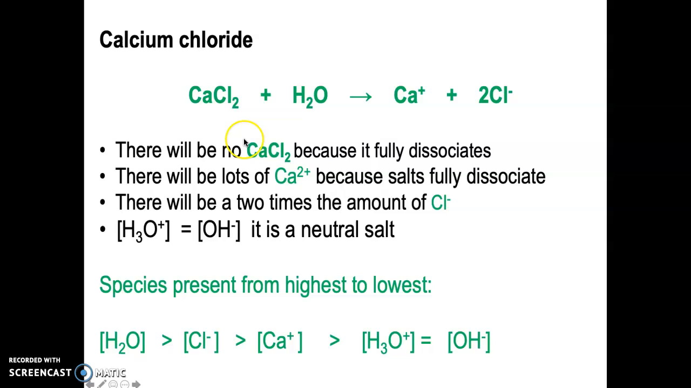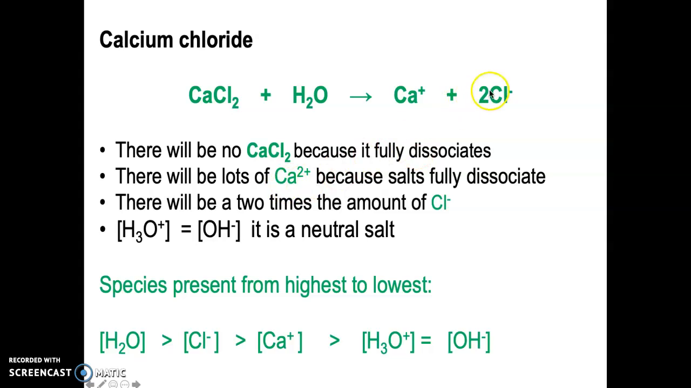So let's look at this salt here, calcium chloride. What's a feature in this salt is it has 2 chloride ions for every calcium ion. So when it dissociates, you produce 1 calcium ion and 2 chloride ions. Now it is a salt, so it fully dissociates. That means there will be no calcium chloride. So if you look down, you'll notice that there's no calcium chloride present in the list here.